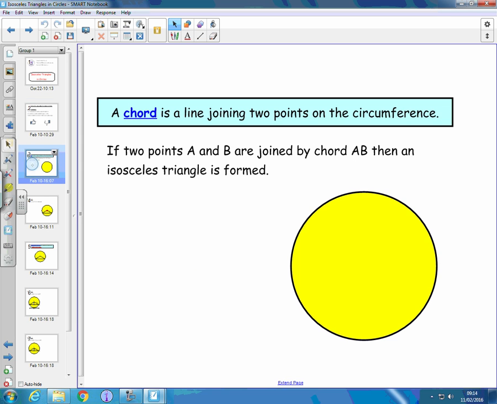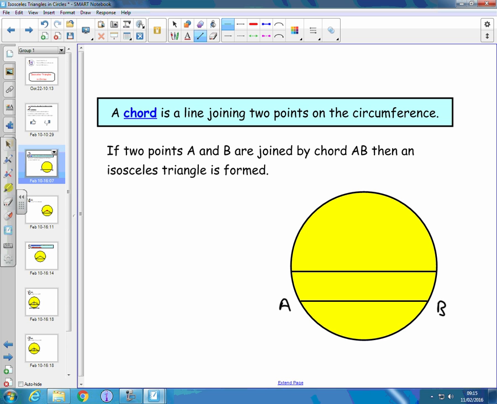So a chord is a line joining 2 points on the circumference. So I'm just going to take point A here, and point B here, and the chord is basically just a line that joins A and B on the circumference. Now, also, the diameter is a special type of chord that just passes through the centre. So I'm just going to take that away.